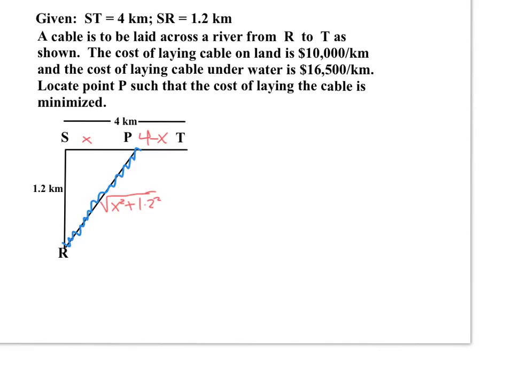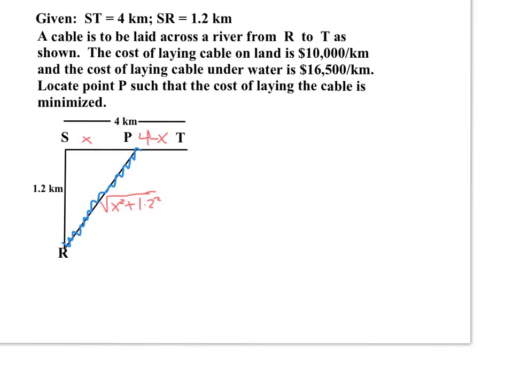And the cost of laying the cable on land is $10,000 per kilometer, but the cost of laying cable underwater is $16,500 per kilometer. It's more expensive. It's harder to do. We have to decide which point P such that the cost of laying the cable is minimized. So you can see this is a max-min problem. So we need to find the derivative and find the minimum value.